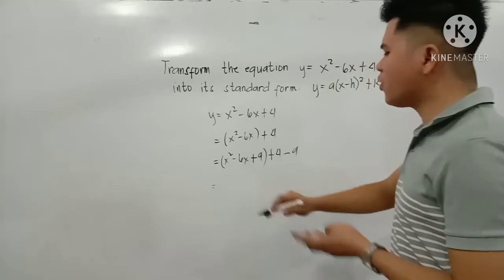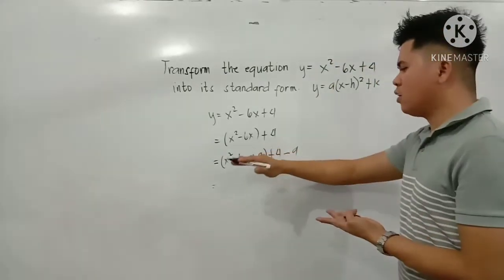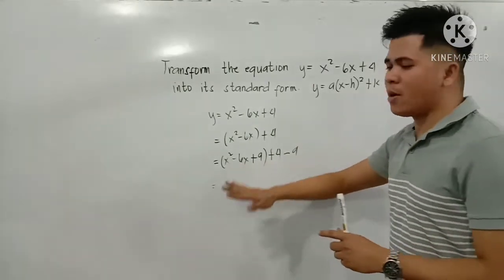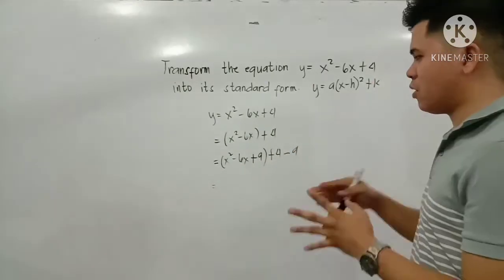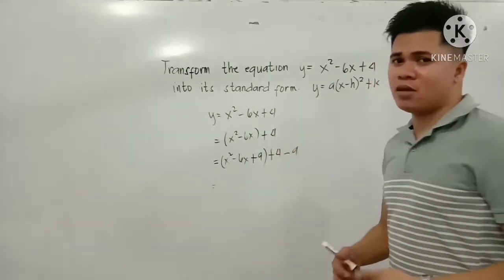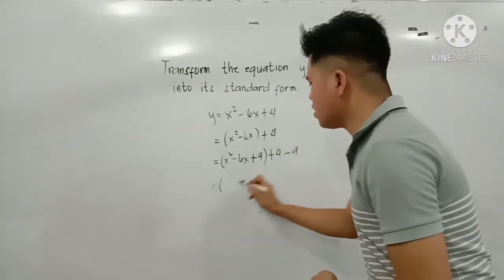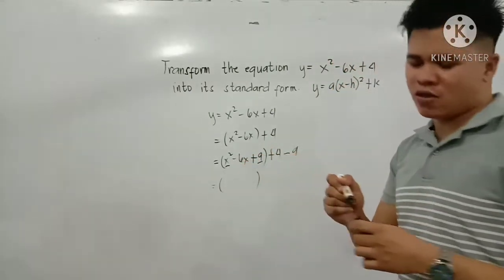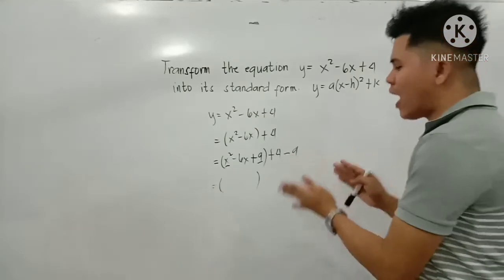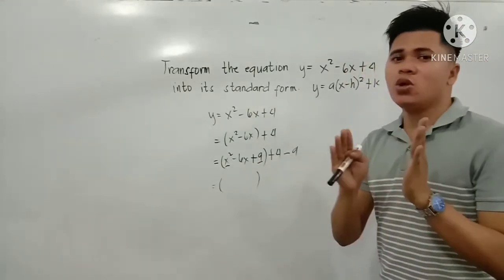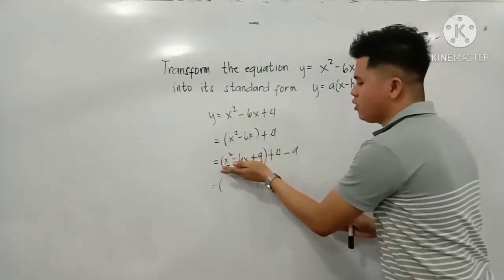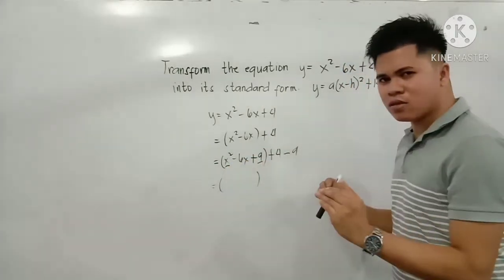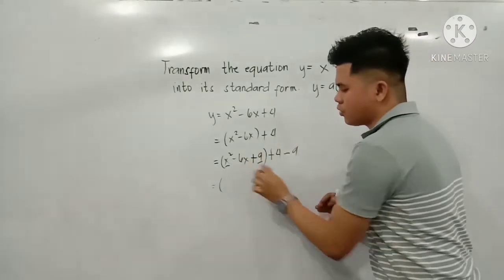Then, after grouping or after making a perfect square trinomial, we have to make this into a perfect square binomial, meaning the square of the binomial. So simply take the square root of the first term and the square root of the last term. Again, in order to have a square of the binomial, you have to get the square root of our first term and the last term. Do not include the middle term.